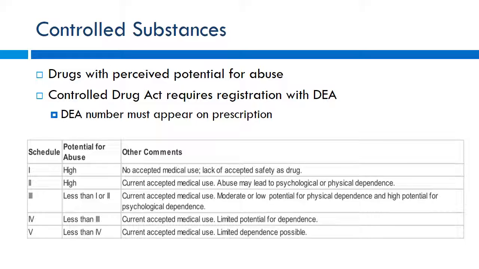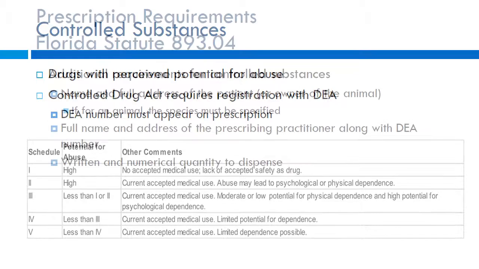So states will have their own Schedule 1 substance list. Just recently, like Florida, a couple years ago, we put a ton of stuff on there to combat things like synthetic marijuanas and bath salts and things like that. So you'll find this list will change over time.